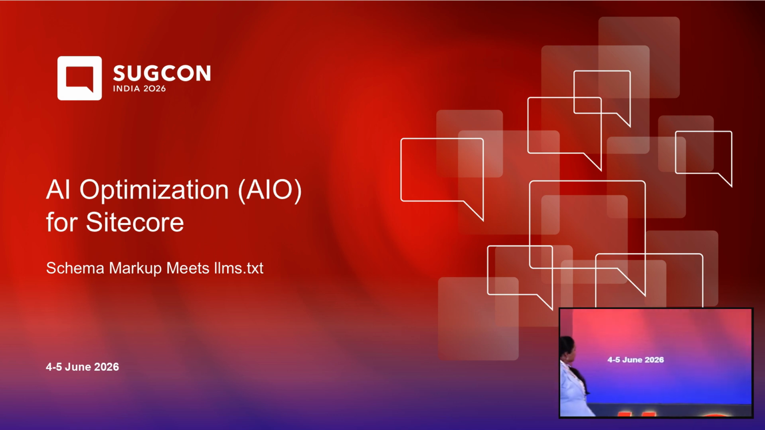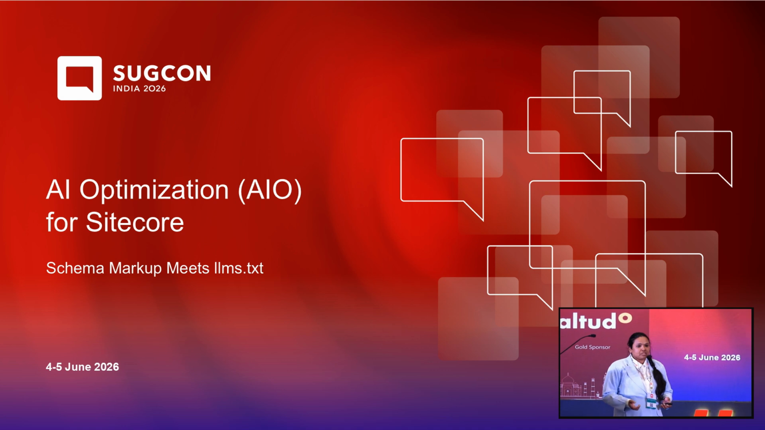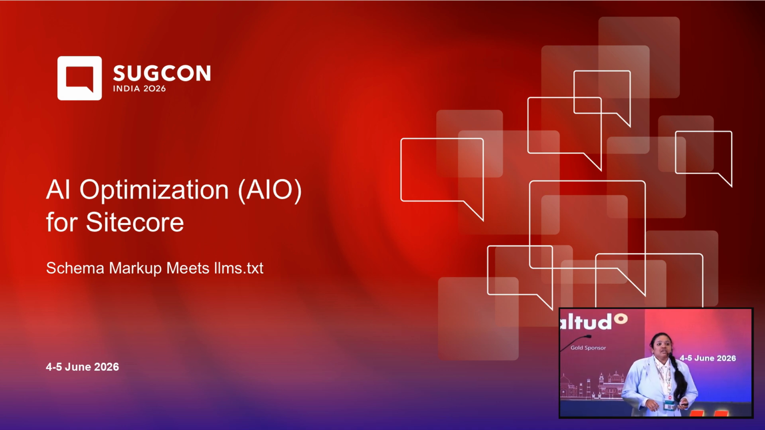In this session, we are discussing AI optimization for Sitecore, where we are dealing with two implementation approaches. One is schema markup, and the second is the llms.txt file. I'll cover the strategy, architecture, and content models, whereas Krishna will cover the front-end implementation with Next.js.